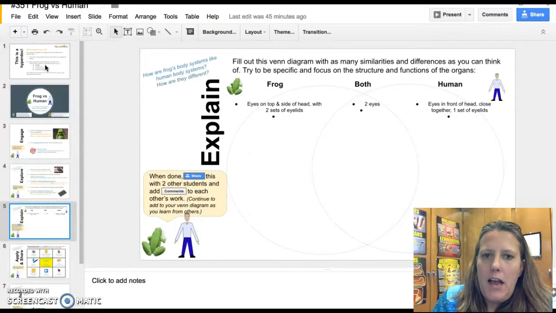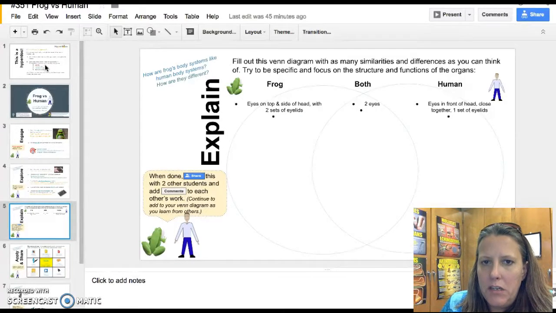They took notes in their science notebook, didn't even have their computers out. Okay. Then for the explain, I had them explain what they had learned about the differences between frog and human. I told them to try and come up with as many differences and similarities, fill out as many as they could in this Venn diagram, and then share it with a friend, and then see what they could add and share and learn from each other. They were actually supposed to share it with 2 other people.